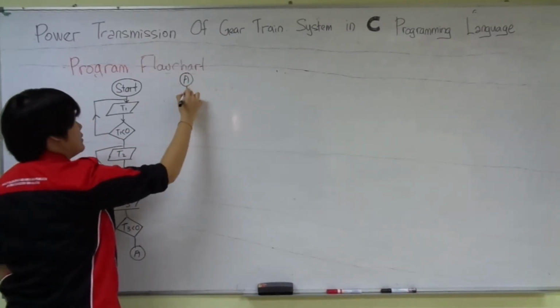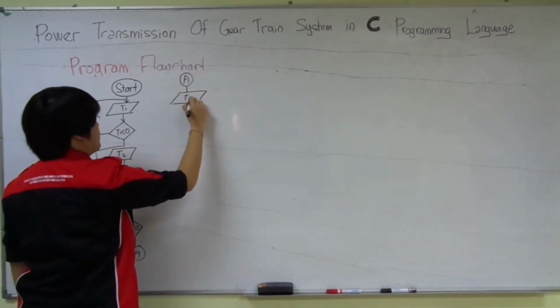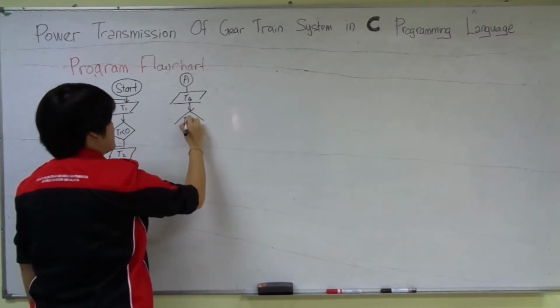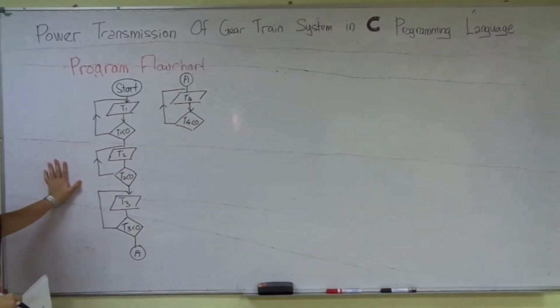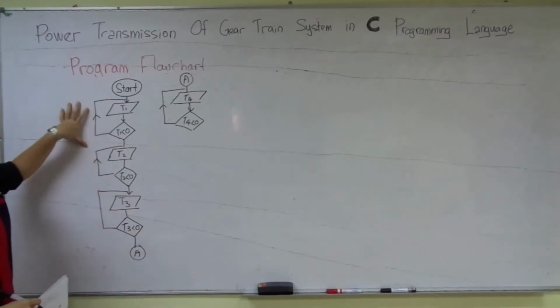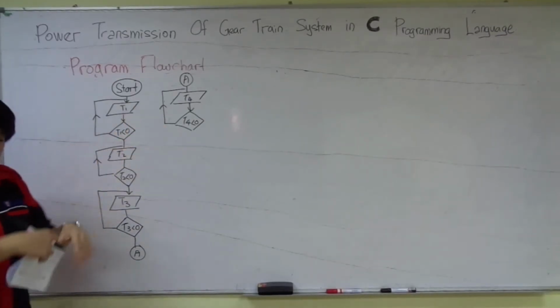Okay, which is also being driven here, T4, the number of teeth in gear number 4. Also the same cross check, to check if T4 is less than 0. So this part of the flowchart is the input of the number of teeth in each gear: gear number 1, gear number 2, gear number 3, and also gear number 4.